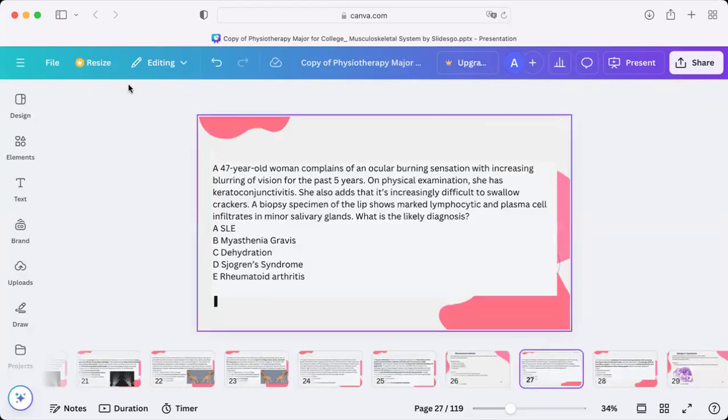All right, our next question. We have a 47-year-old woman complaining of ocular burning sensation with increased blurring of vision for the past 5 years. On physical examination, she has keratoconjunctivitis. She also adds that it's increasingly difficult to swallow crackers. A biopsy of the lips showed marked lymphocytic and plasma infiltrates in minor salivary glands. What is the likely diagnosis? Is it SLE, myasthenia gravis, dehydration, Sjogren's syndrome, or rheumatoid arthritis?